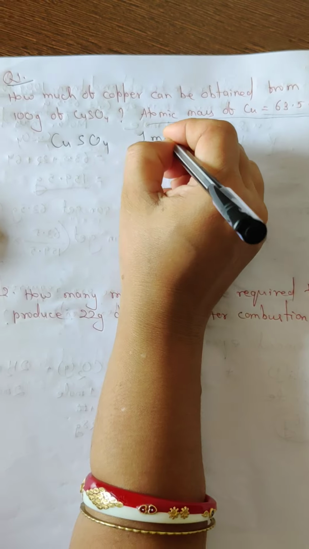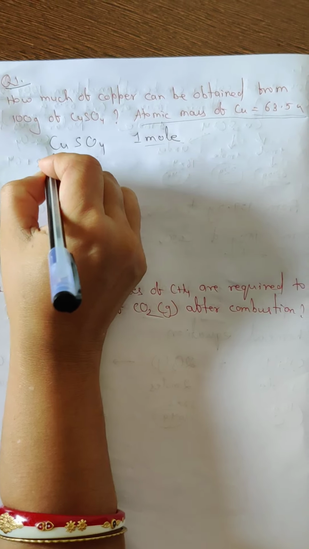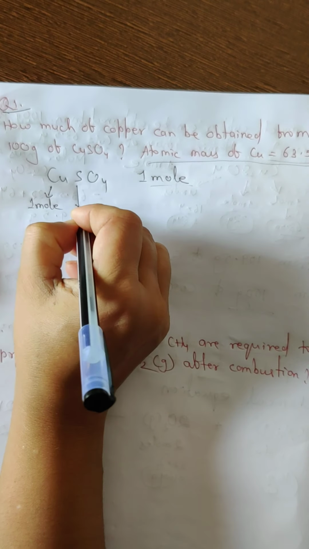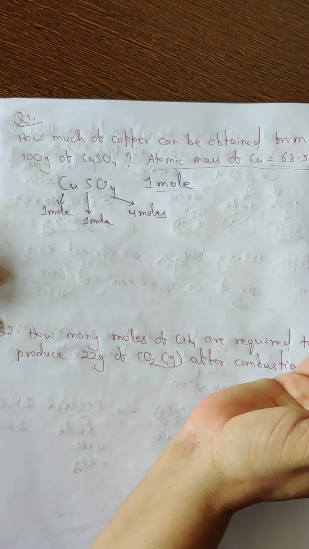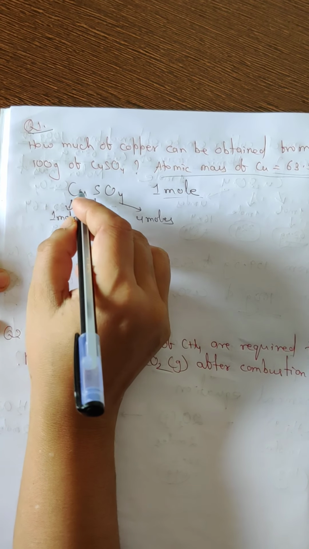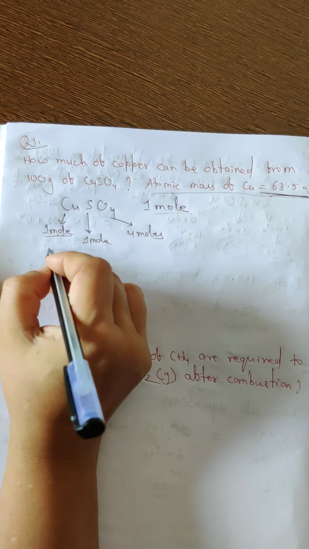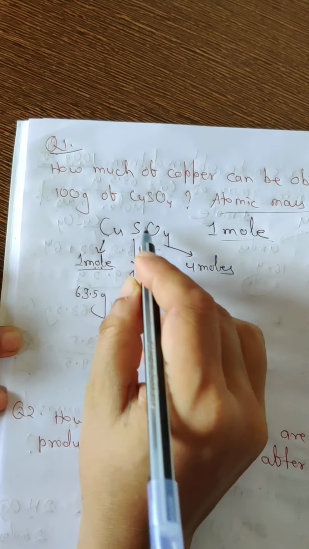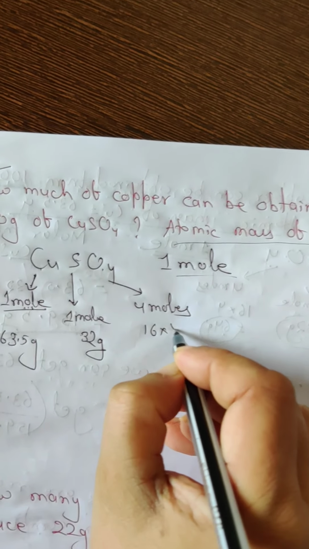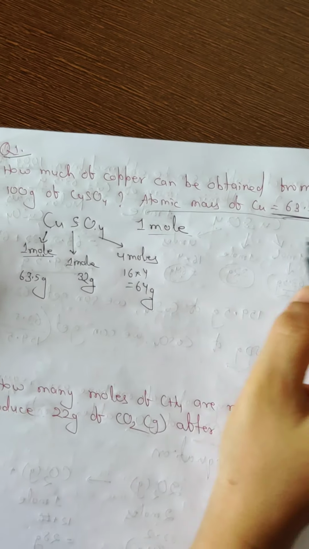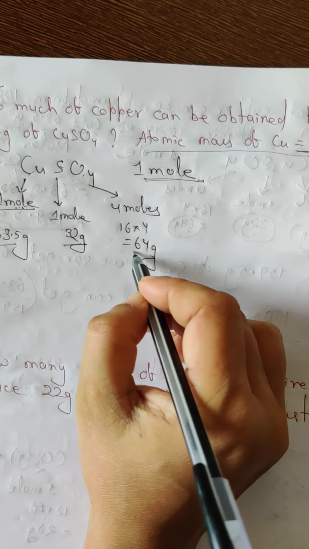If you take 1 mole of copper sulfate, then in 1 mole of copper sulfate, 1 mole of copper atoms, 1 mole of sulfur atoms and 4 moles of oxygen atoms are present. The copper atomic mass is 63.5 u, so 1 mole of copper atoms has a mass of 63.5 gram. 1 mole of sulfur atoms has a mass of 32 gram. And 4 moles of oxygen is 16 into 4, 64 gram. So in 1 mole of copper sulfate, 63.5 gram of copper, 32 gram of sulfur and 64 gram of oxygen are present.